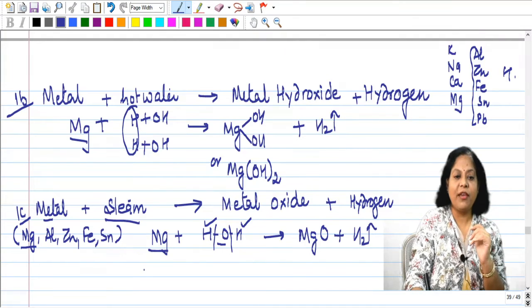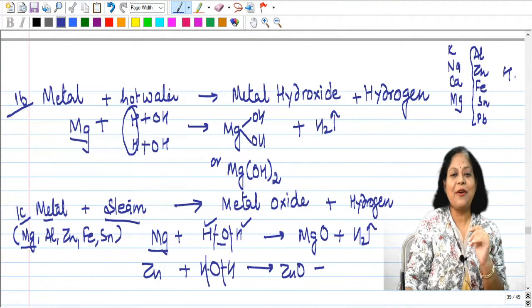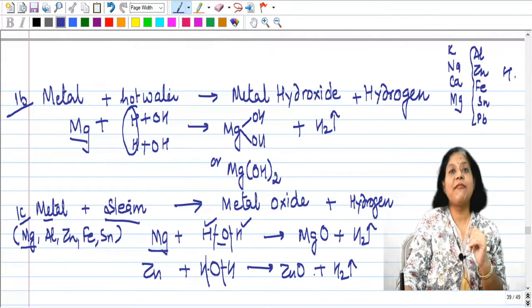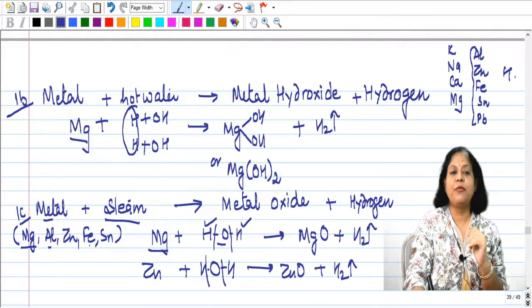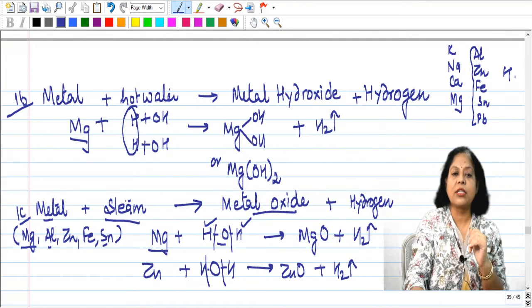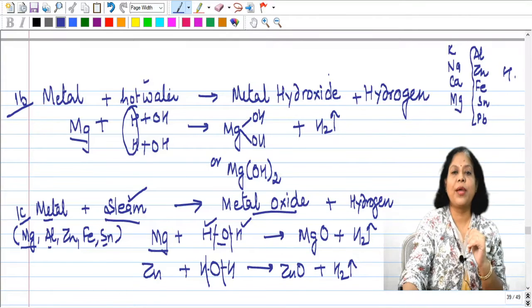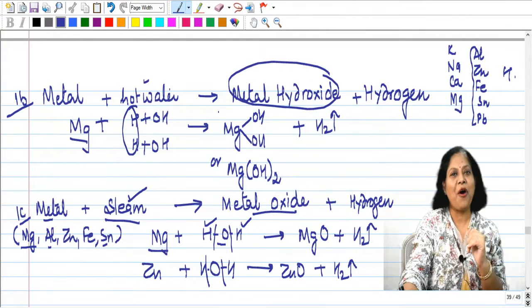If you take zinc plus HOH, again the bond will break. You will get zinc oxide plus hydrogen. Got it? Likewise, with aluminium, with tin, you get oxide. So you get metal oxides with steam, whereas with hot and cold water, you get metal hydroxide. Right?